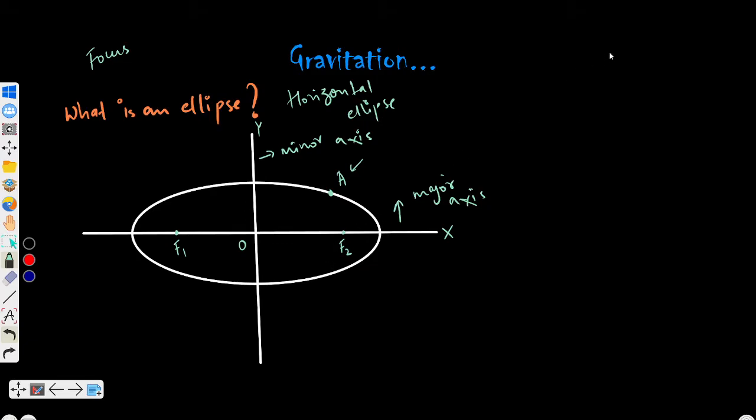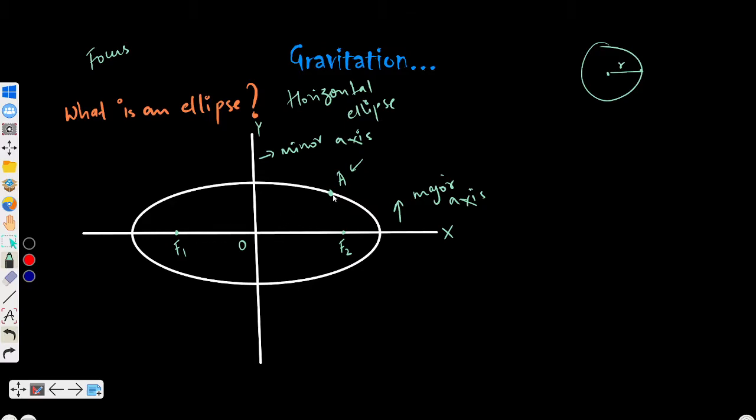Now, for example, if you talk about a circle, you know that the center is the special point because every point on the circle is at equal distance from the center, which is your radius. Similarly, when we talk about an ellipse, the special points are the focus. Fine. So the special property is, if you add the distance of a point on an ellipse from the focus, it will always give you the same value.